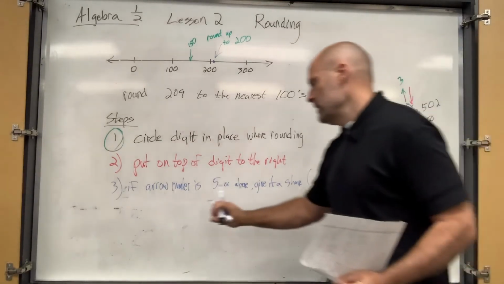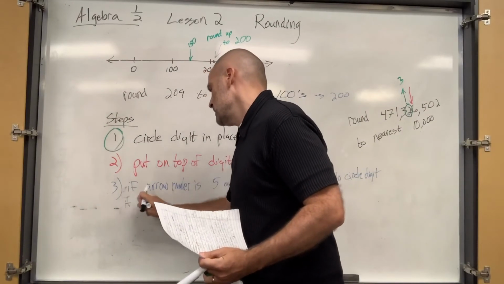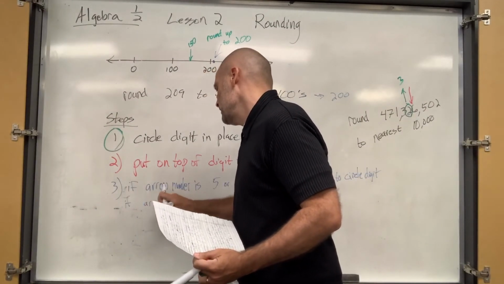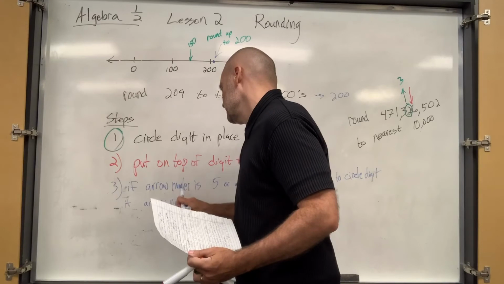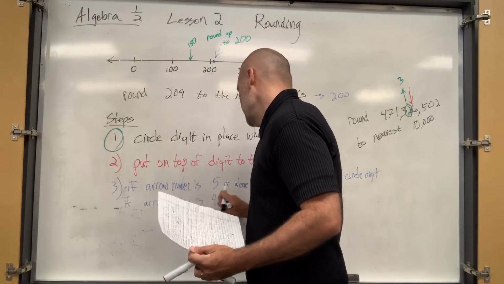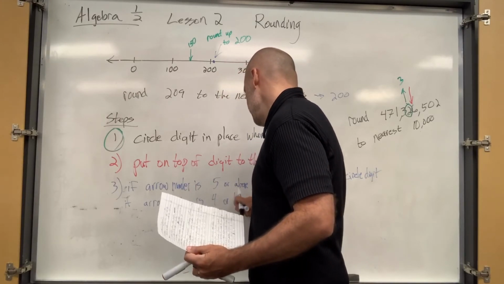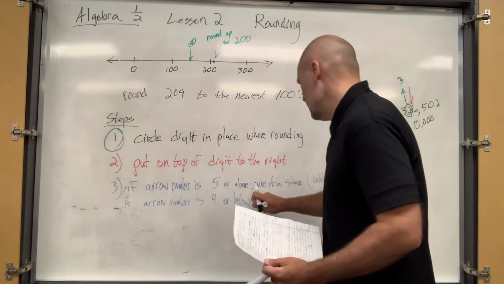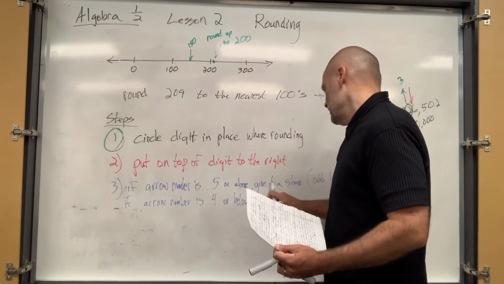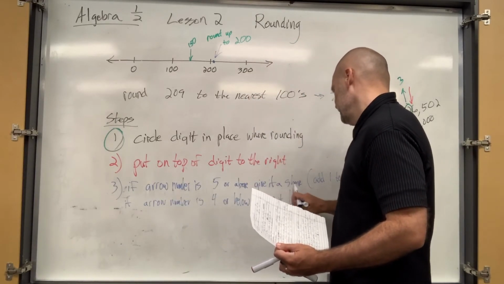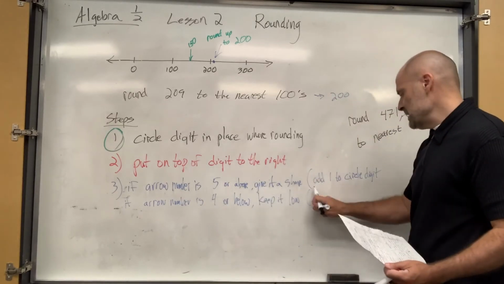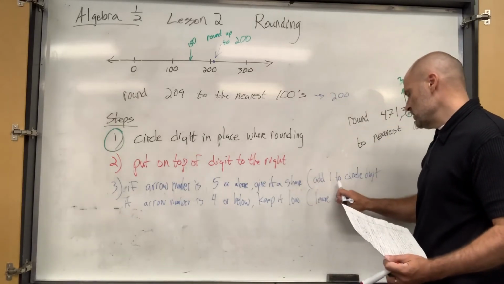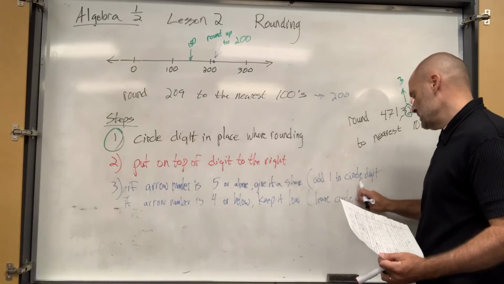Okay? If arrow number is 4 or below, keep it low. So don't change it at all. So leave circle digit the same.